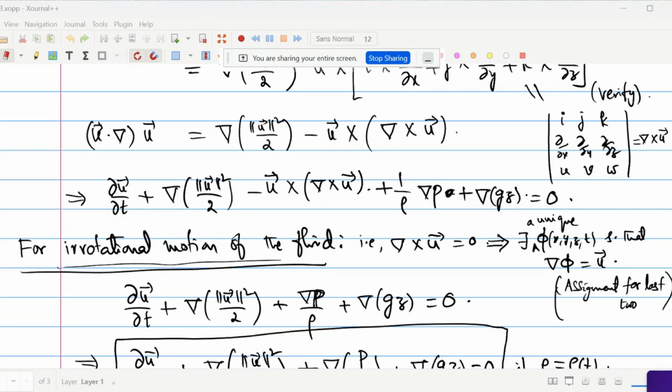What we should say is del cross u equal to 0 implies there exists phi such that grad phi equal to u. Grad phi equal to u implies del cross del phi is anyway 0. That is immediate. That is the meaning of necessary and sufficient condition. So the unique is not the correct thing, so you can remove it. Maybe I'll correct it and let you know. That unique, whatever you have written, you can remove it.